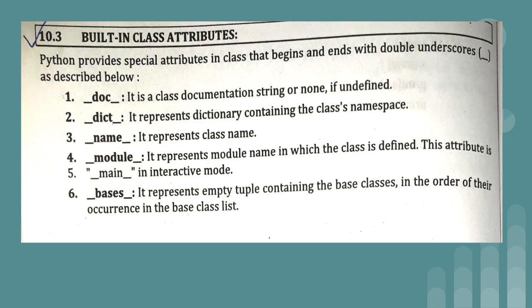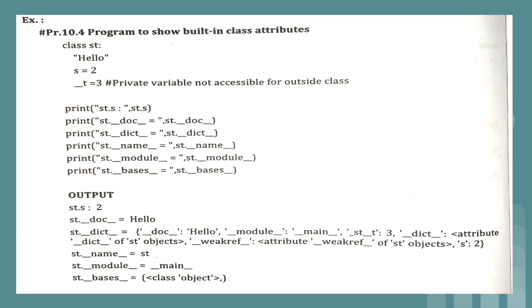Like that we have __name__, __module__, __main__ and __bases__. Okay, all these built-in class attributes we have; actually it will be clear to you when we see the example. So in the next slide we are going to see the example. So this is an example in which we have used all the built-in class attributes.